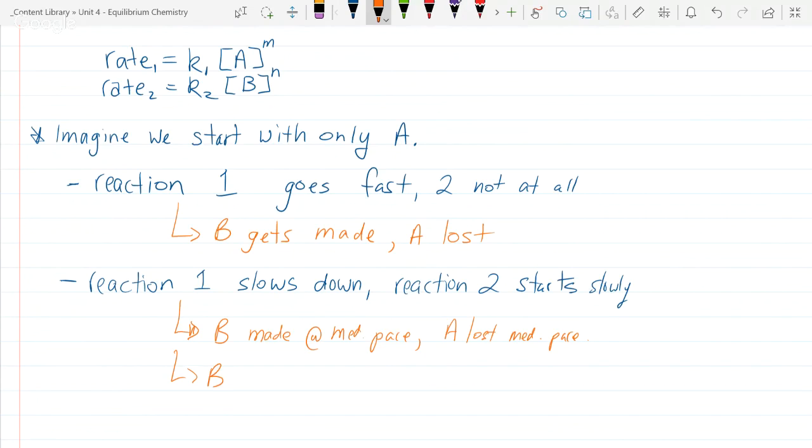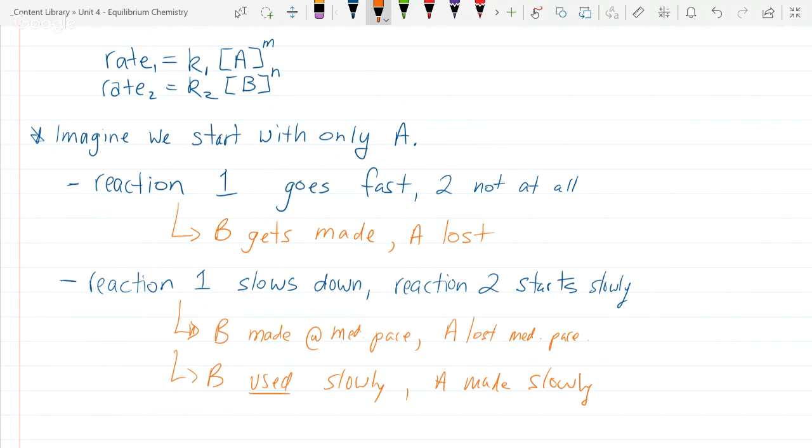But then B is also being used slowly. And A is getting made slowly at the same time. Do you start to see where this is headed? What's going to happen eventually? What do you think? Will we ever use up all the A? No, because as we use A, we make B. But as we make B, what's going to happen to the second reaction? It's going to speed up, and it's going to make A. And eventually, what's going to happen? What has to happen? Eventually, something will happen.